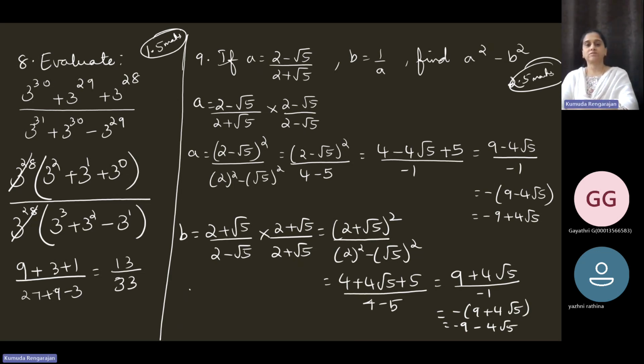So we need to rationalize the denominator for a and b, then find a plus b, a minus b, and multiply to get a squared minus b squared. And here, what's the denominator? -1. So what do you do with -1?